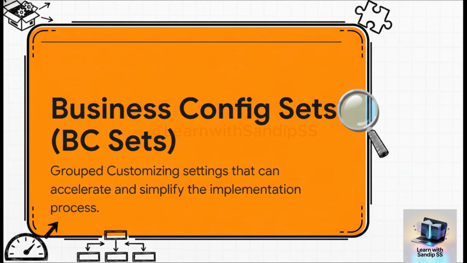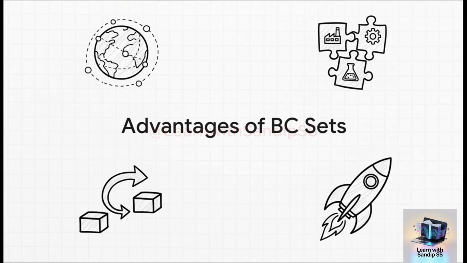Let's spend a second on those BC sets because they are an absolute game changer. A business configuration set is basically a pre-packaged collection of customizing settings. Think of it like a ready-to-assemble kit for a specific business process. It's all designed to make your work faster and much more standardized. And the advantages of using them are massive. For a big global rollout, BC sets make sure every country is consistent. They're perfect for building out systems for specific industries. And they make any future changes or system upgrades way faster and a whole lot safer.